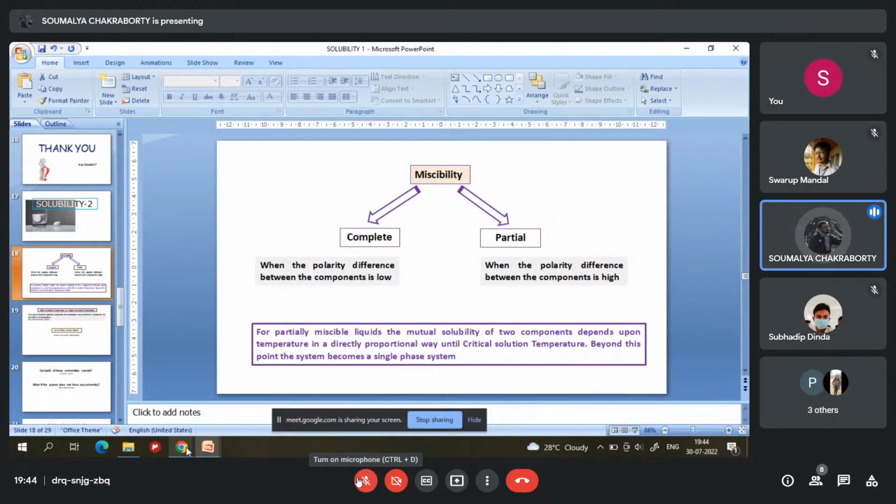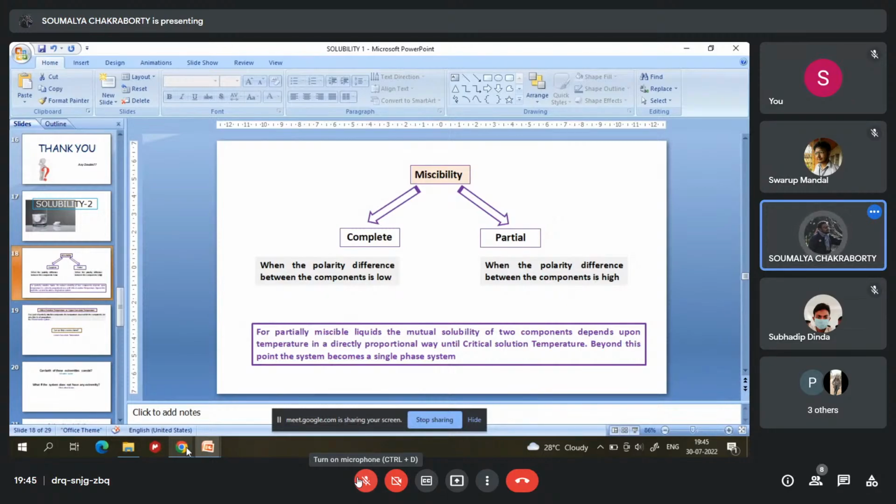For completely miscible liquid combinations, they are miscible in all proportions, but a temperature dependence will come for partially miscible liquid combinations. The mutual solubility of two components in a partially miscible liquid combination will depend on the temperature in a directly proportional manner until a particular temperature, and that temperature is called the critical solution temperature, CST, also known as the consolute temperature. Beyond this point, the system becomes a single phase system. Below this point, two phases will exist and a miscible phase will exist also.